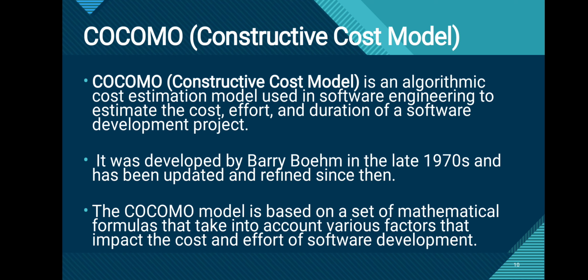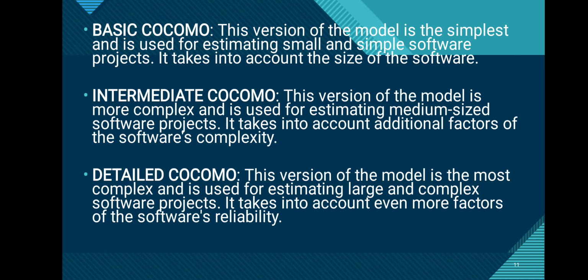The COCOMO model is based on a set of mathematical formulas that take into account various factors that impact the cost and effort of software development, such as the size and complexity of the project, the development team's productivity and the development environment characteristics. The COCOMO model has three different versions. First one is basic COCOMO, second one is intermediate COCOMO, and third one is detailed COCOMO.